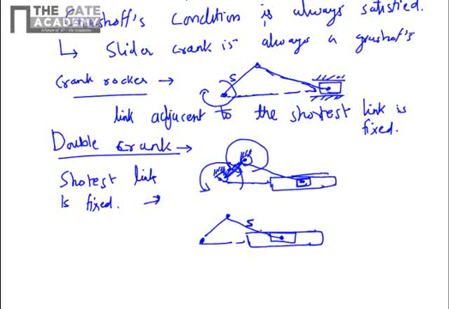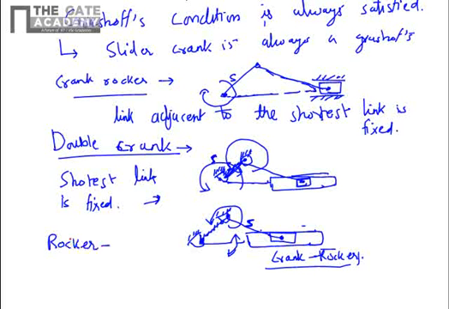So here, this is the shortest link, and the link adjacent to the shortest link is fixed. So this results in a crank rocker. Both of these look almost similar to each other, but in one the shortest link S is fixed, and here the link adjacent to the shortest link is fixed, so you get a crank rocker. So just by application of Grashof's condition, you get different kinds of mechanisms which look almost similar, but due to the ratio of lengths, they have different behavior. The third category, rocker.